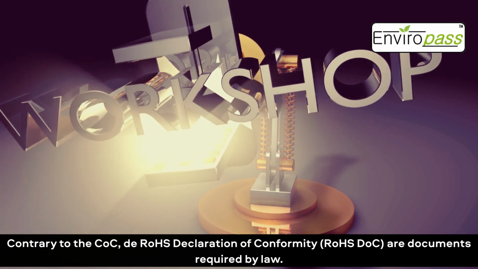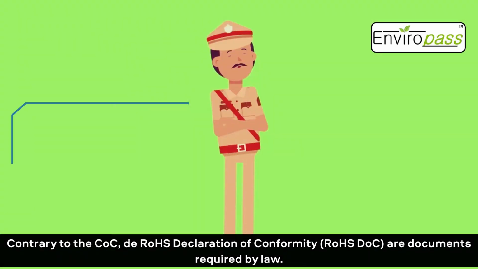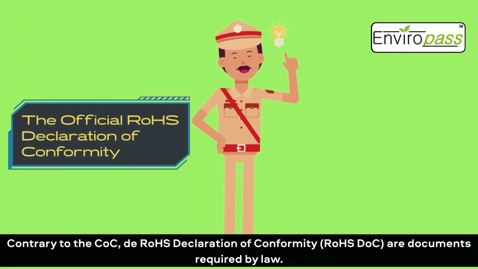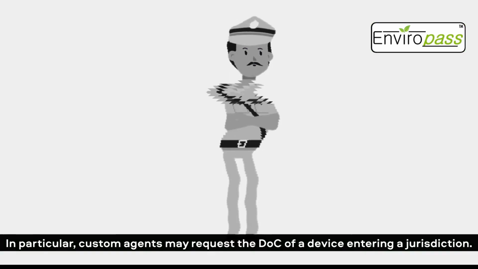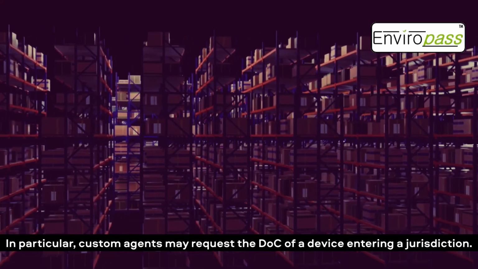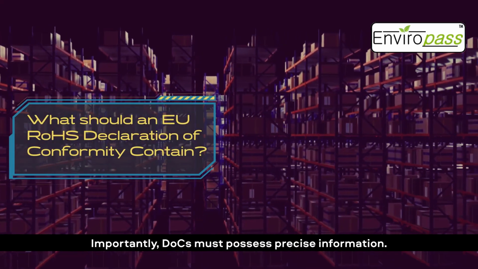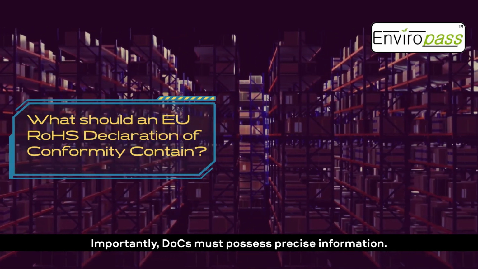Contrary to the CoC, the RoHS Declaration of Conformity, RoHS DoC, is a document required by law. In particular, customs agents may request the DoC of a device entering a jurisdiction. Importantly, DoCs must possess precise information.